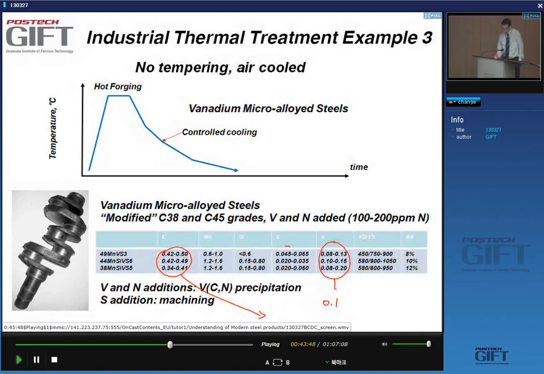You also see in the composition that the sulfur, which usually we try to have very low, is here rather large. We have numbers which go up to 600 ppm, and the reason is because that improves machinability. And for parts like this crankshaft, that is important. Okay, so thermal treatments are a necessity, but there are clever ways to avoid them.